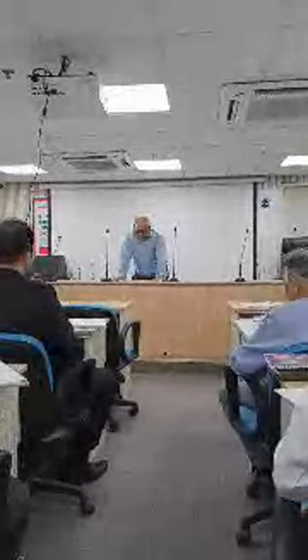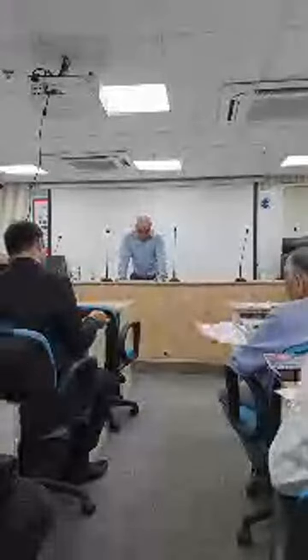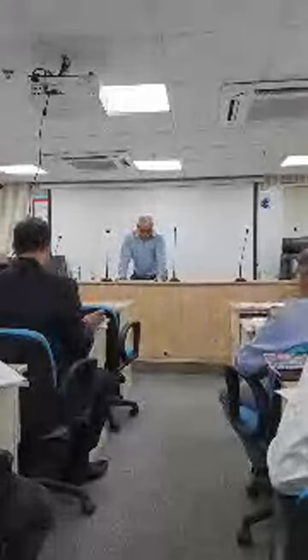Credit note. Meaning a document issued by a registered person under subsection 1 of section 34. Who can issue credit note? Not taxable person. Registered person under section 25. Otherwise you cannot issue a credit. Debit note same, you forget it. Deemed exports Delhi में नहीं होते, we will not touch it.